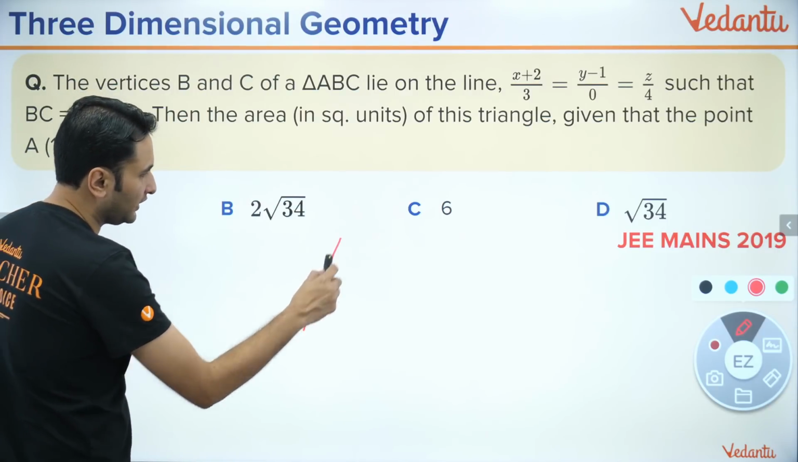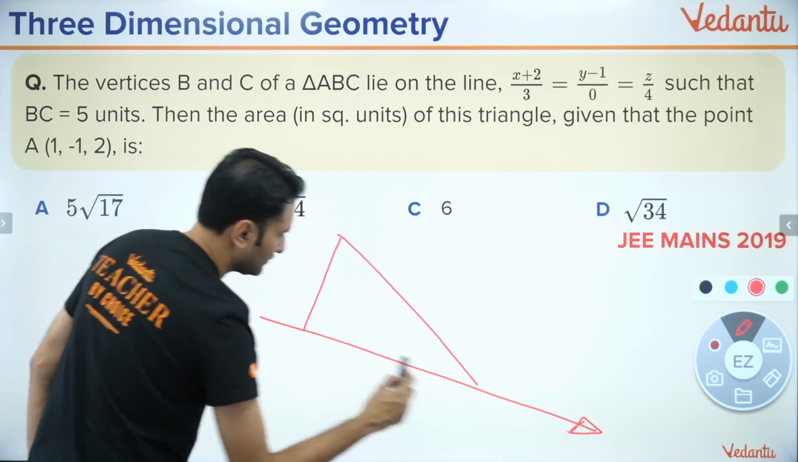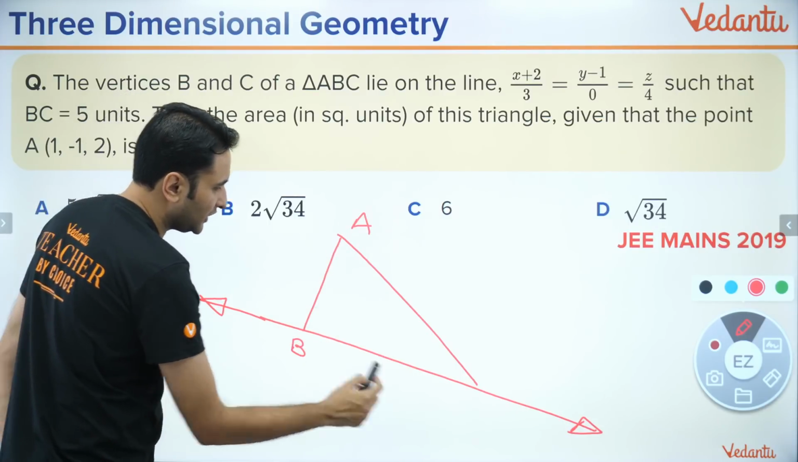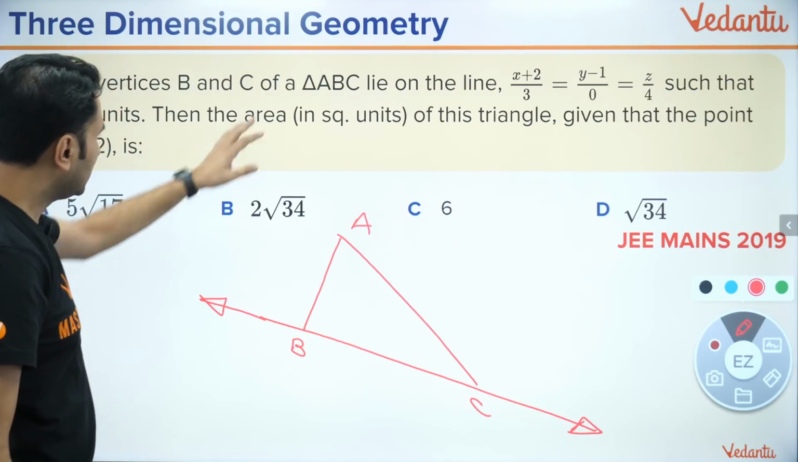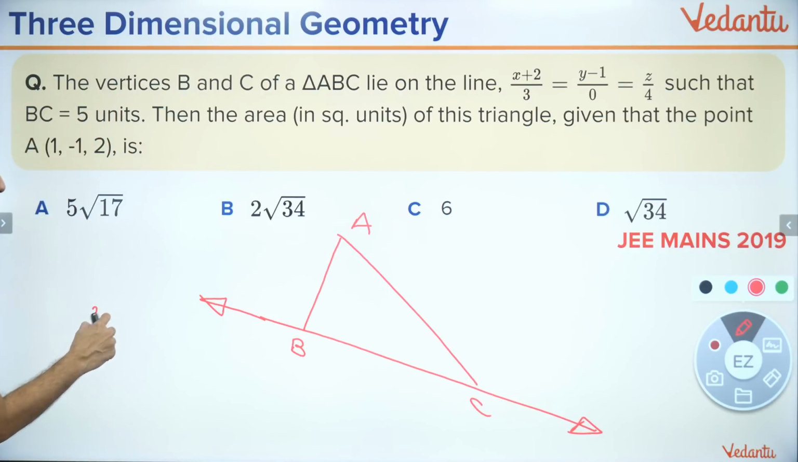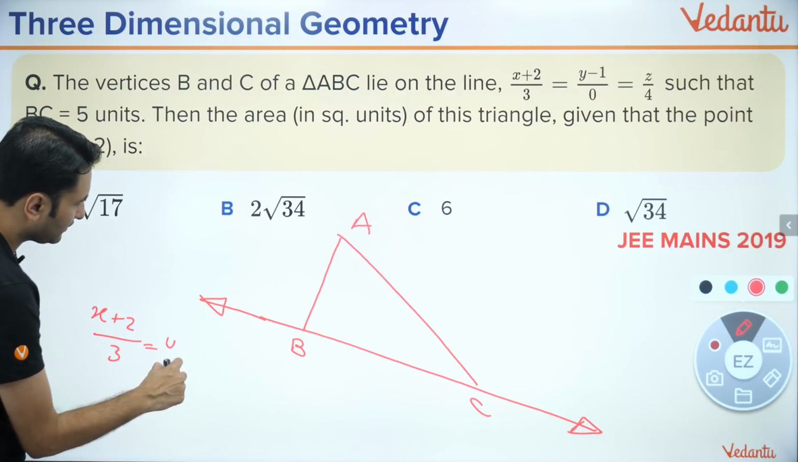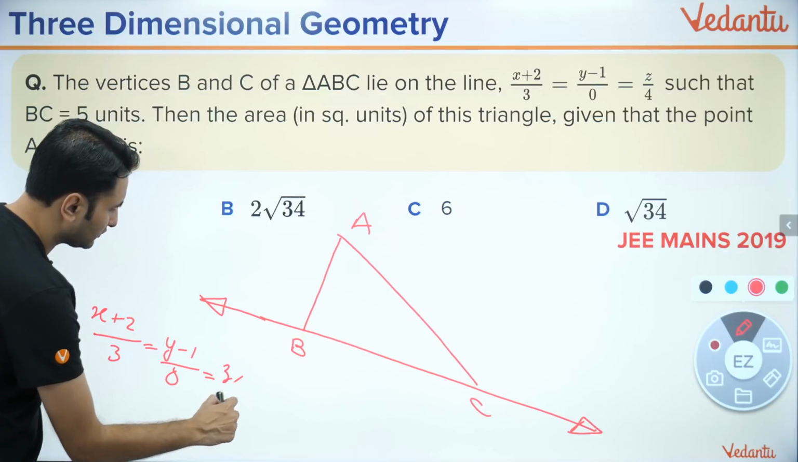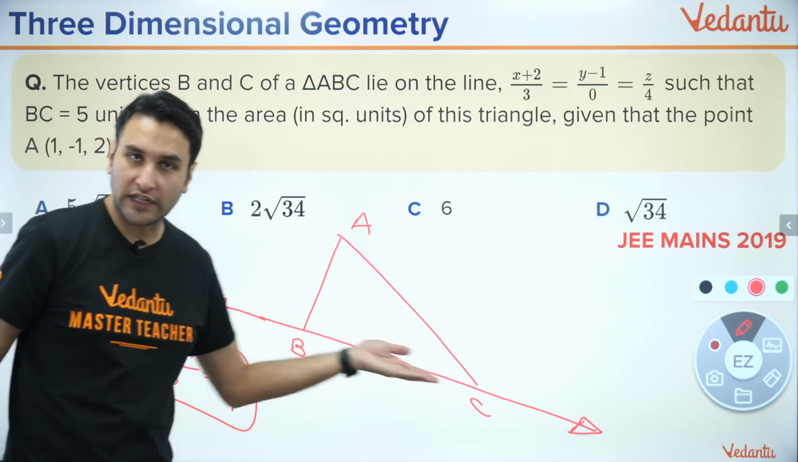ठीक है, तो क्या है अपने पास? Say this is a line, this is A, this is B, this is C. I will tell you the method, you do the calculations on your own. लाइन दे दी अपने को (x+2)/3 = y, (-1)/0 = z/4. Right? So basically you know the direction of the line.